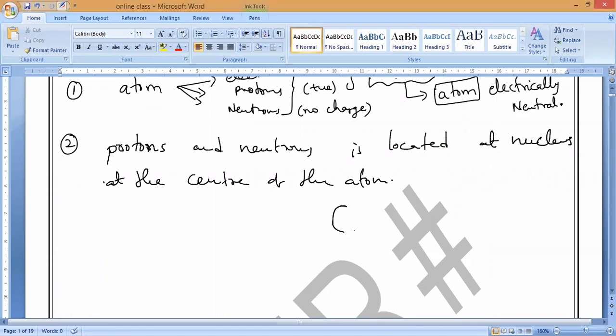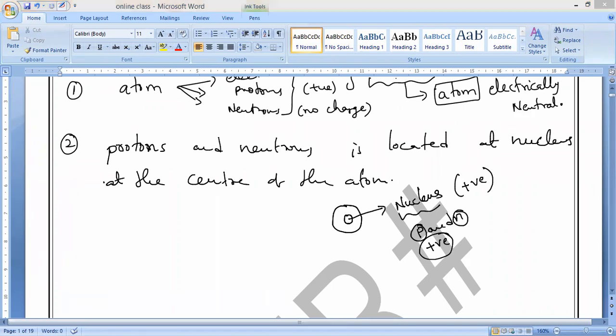As we know, if we consider this is the atom, then in the middle, very small, is what we call the nucleus. Positive. What is the charge of this nucleus? Because this nucleus contains what? Protons as well as neutrons. Neutrons have no charge, so what is the charge of protons? Positive charge. So the nucleus is also positively charged because it contains positively charged particles called protons.